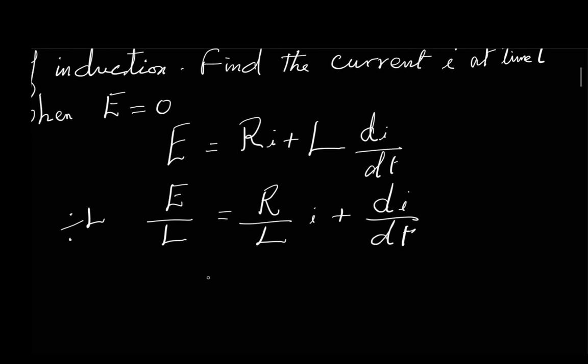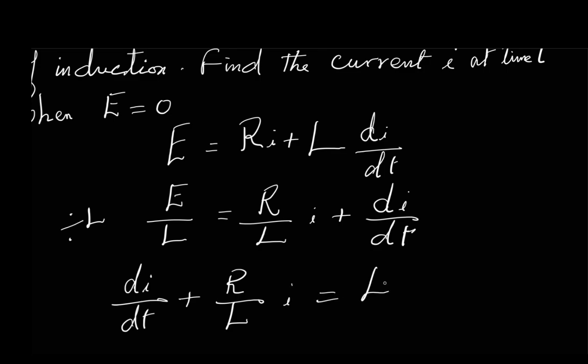Let me keep this di/dt first, we are just changing the place: di/dt + (R/L) i = E/L.